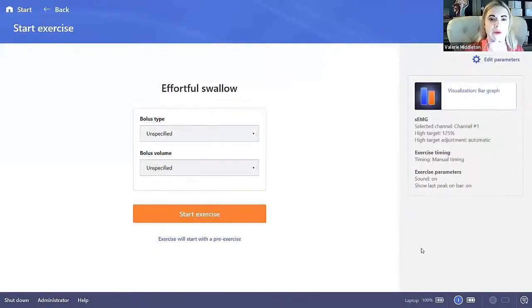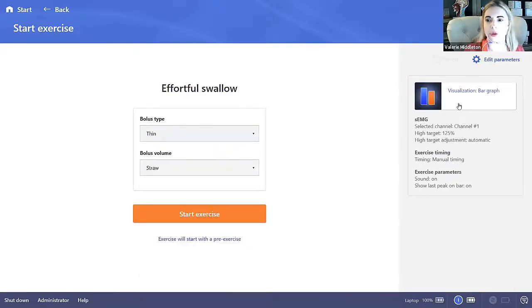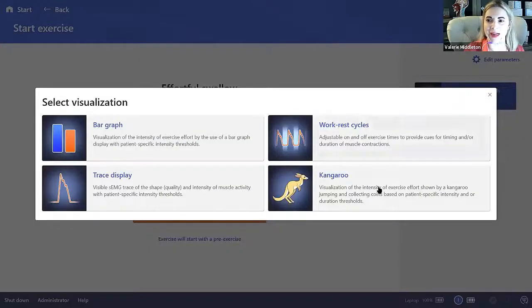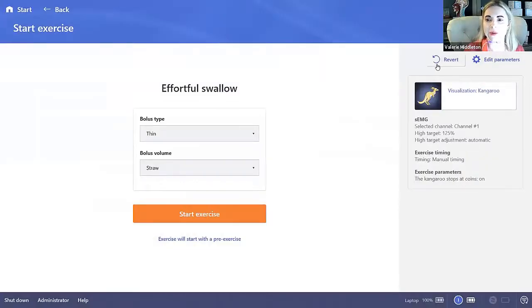I'm now going to walk us through an effortful swallow. And as we can see over here, we can still put our bolus information in just like we did with our typical swallow. And we're also able to change our visualizations. So I'm going to show you another virtual reality animation of our kangaroo exercise. And we're also able to edit parameters here if we need to do that.